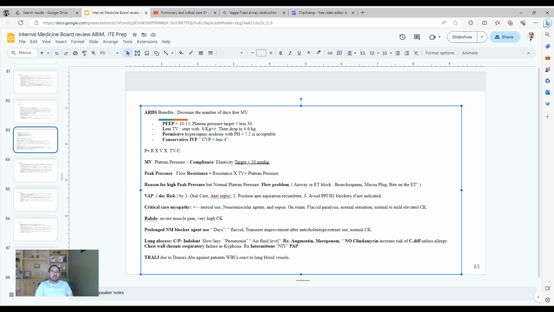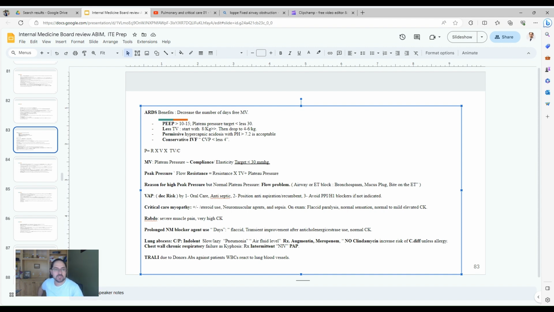Some questions about ARDS, the benefits and the risks, and how to avoid further deterioration, decrease mortality, and improve the outcome with patients on ventilators suspected of ARDS is to keep the PEEP high, from 10 to 15, with your target goal of a plateau pressure less than 30.